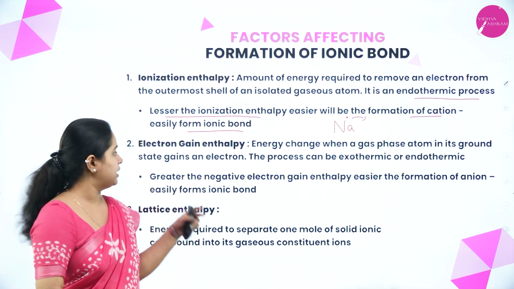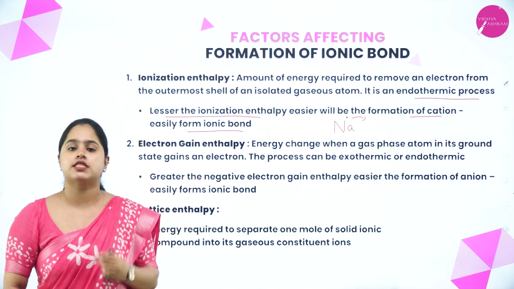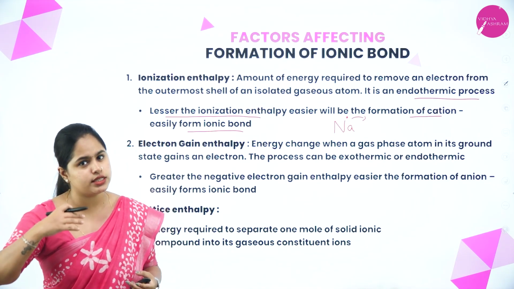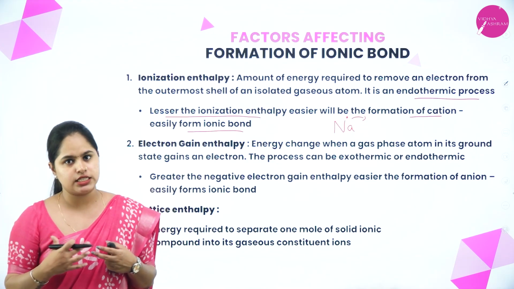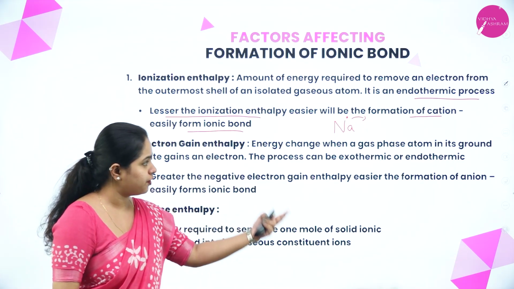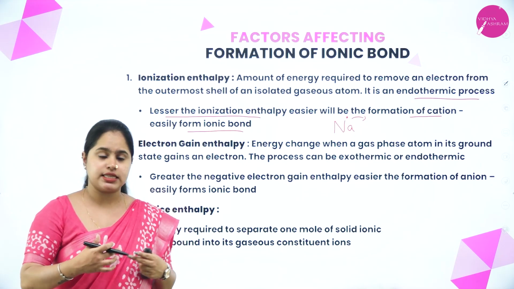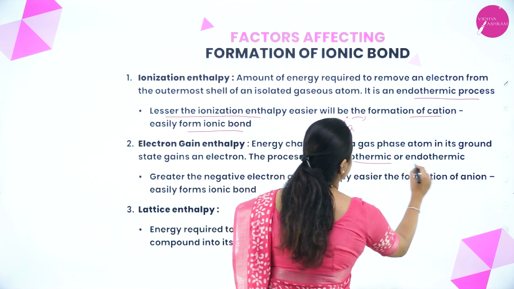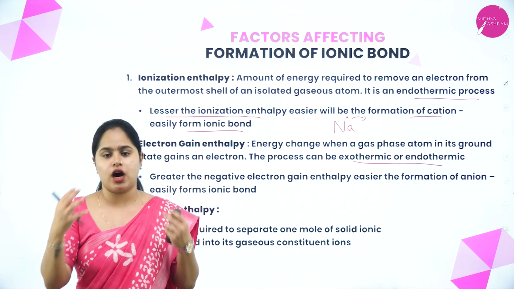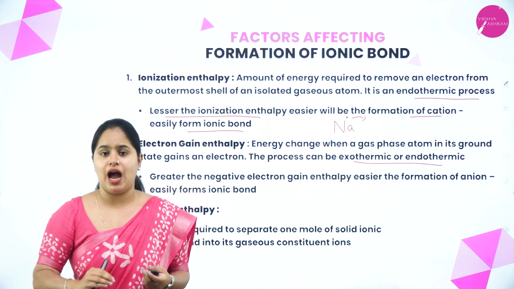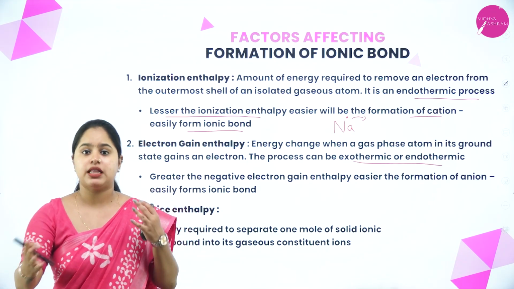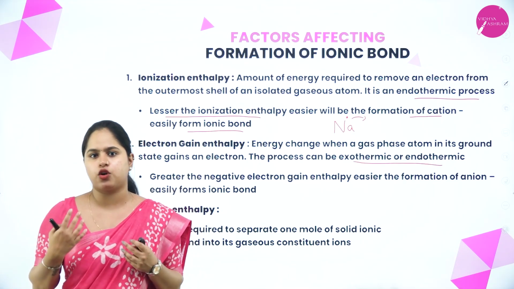Now moving on to the next factor, that is electron gain enthalpy. Even this we have discussed in the last chapter. So what is electron gain enthalpy? As the name suggests, when an electron is gained, the energy change associated with it is called electron gain enthalpy. It is the energy change when a gas phase atom in its ground state gains an electron, and this process can be exothermic or endothermic. When an electron is added to the outermost shell, the amount of energy released or absorbed is called electron gain enthalpy.